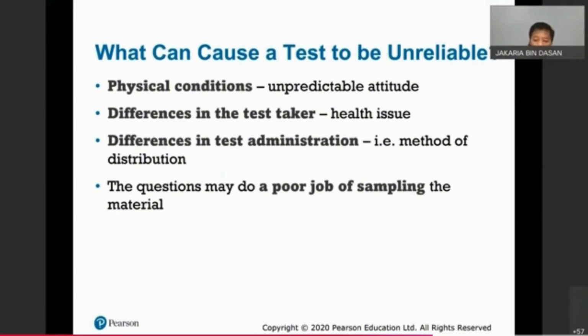And sampling, the last one. We actually do not target the right group of candidates. Maybe our method of advertisement, or maybe we are using word of mouth or a job expo, for example, and we do not really get the right target. So at the end of the day, those candidates who apply for the job are actually not those whom we really have in mind to work in our organization.